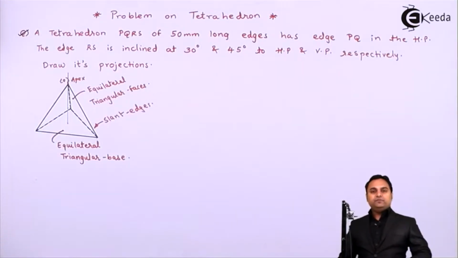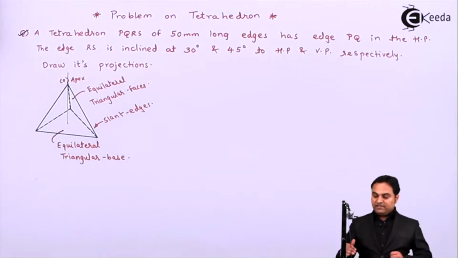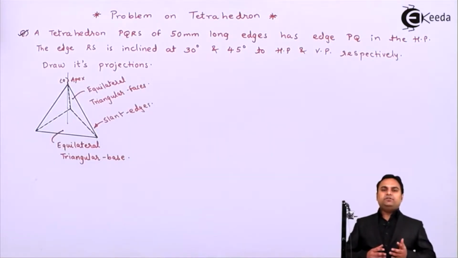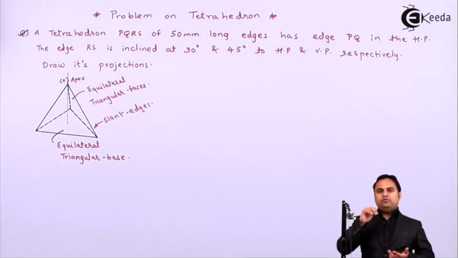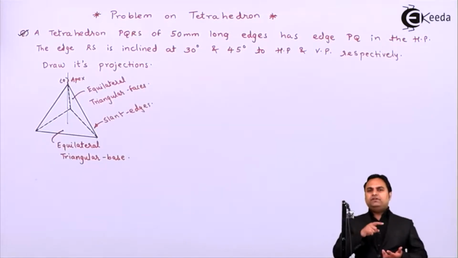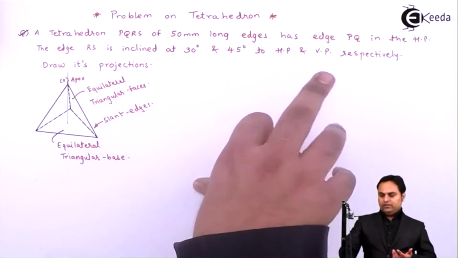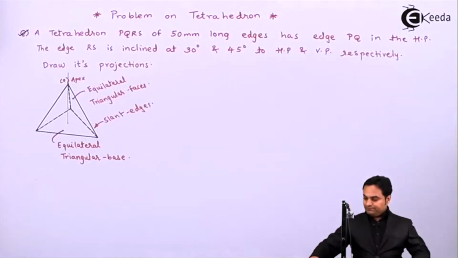Next, in the question it is mentioned that tetrahedron PQRS of 50 mm long edges has edge PQ in the HP. If any one of the edge is in HP, it means the entire tetrahedron is in HP. And when it is resting in HP, then when we are looking from top, we can see the equilateral triangular base. And since it has an edge in HP, that condition I'll explain it in the problem itself.